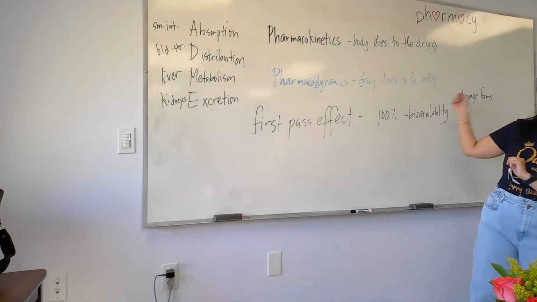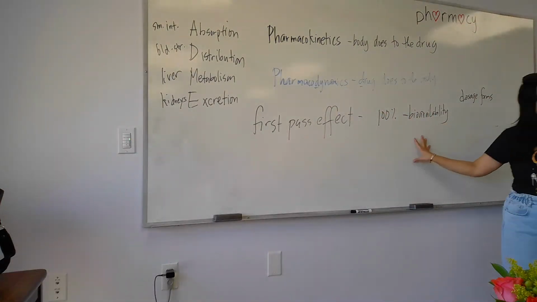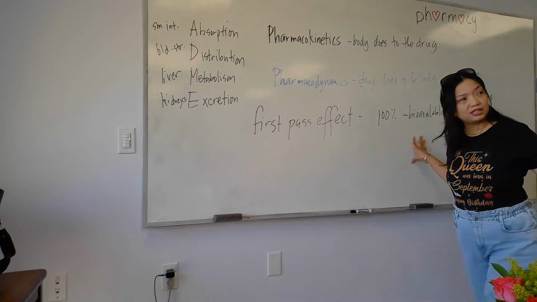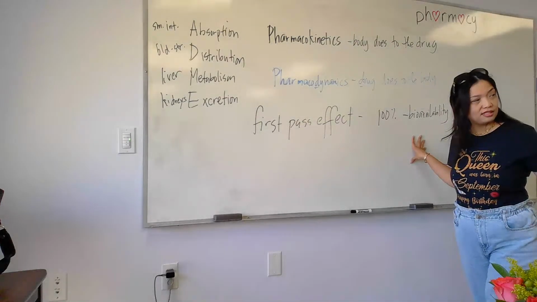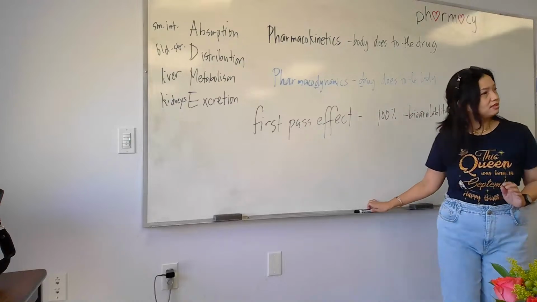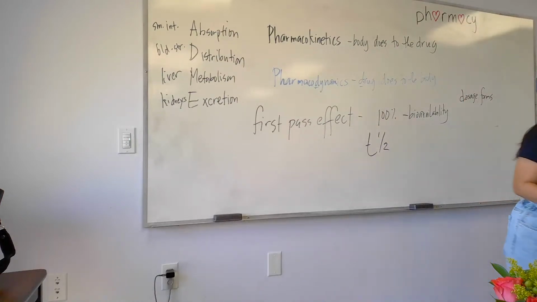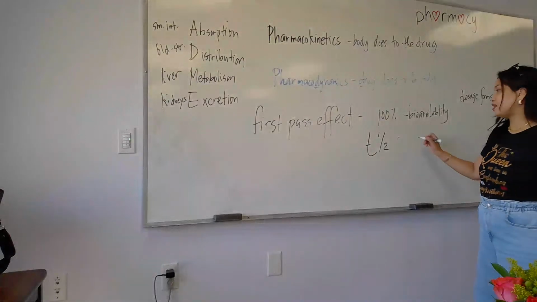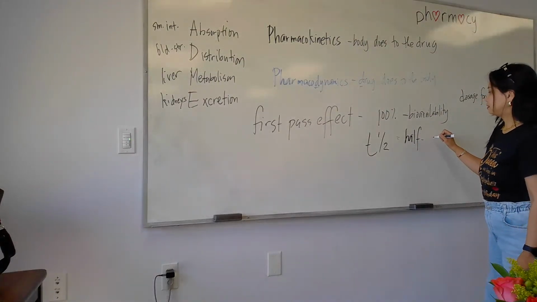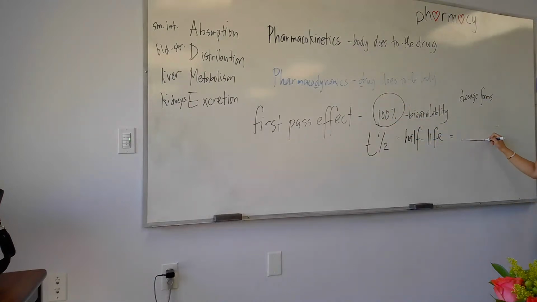Pharmacokinetics is what the body does to the drug. Pharmacodynamics is what the drug does to the body. Bioavailability is the amount of drug that makes it to the systemic circulation. There's another terminology that I want you to remember when it comes to absorption, and that is what you call half-life. The symbol for half-life is T1/2. T will be in percent, and half-life will be in time, number of hours.